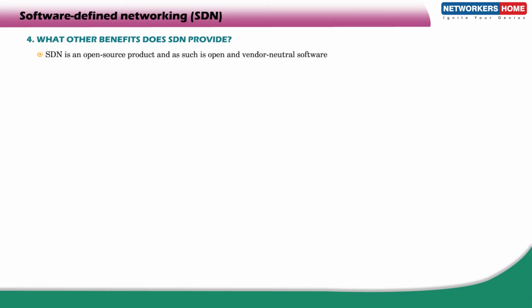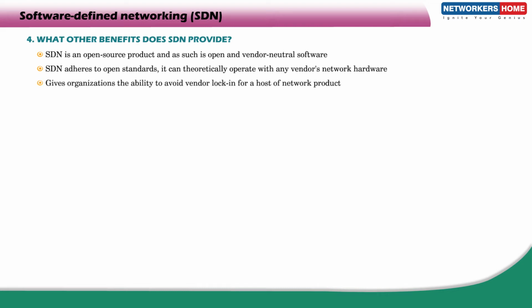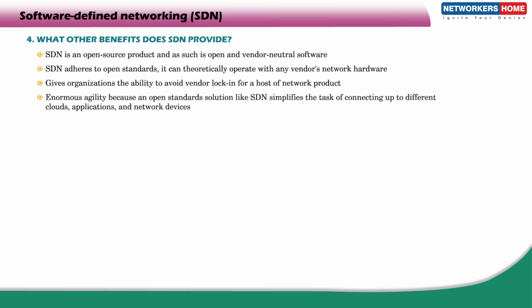What other benefits does SDN provide? SDN is an open source product and as such is open and vendor neutral software. Because SDN adheres to open standards, it can theoretically operate with any vendor's network hardware. From an IT perspective, this gives organizations the ability to avoid vendor lock-in for a host of network products. It also gives IT enormous agility because an open standard solution like SDN simplifies the task of connecting up to different clouds, applications, and network devices. And it allows network administrators to use software for much of the work they used to do manually.